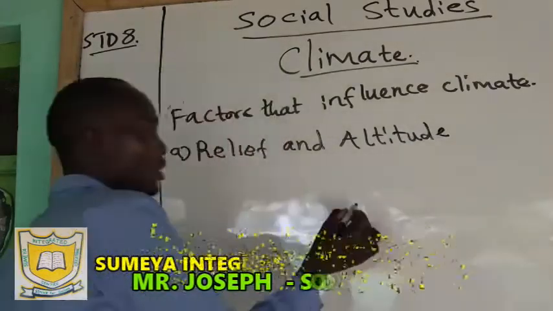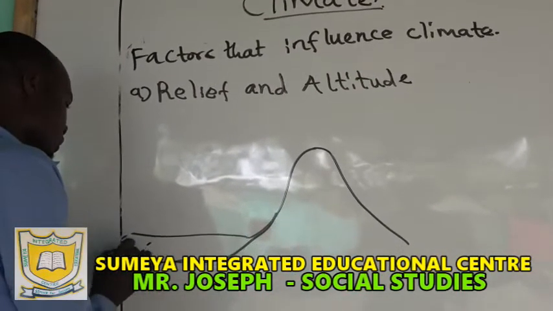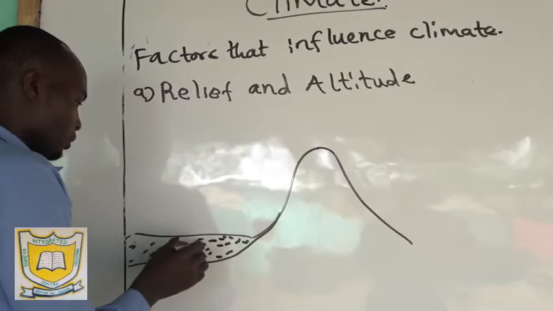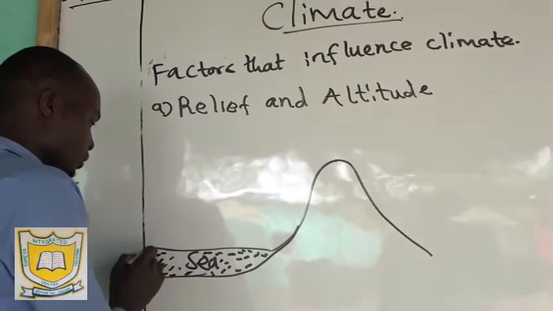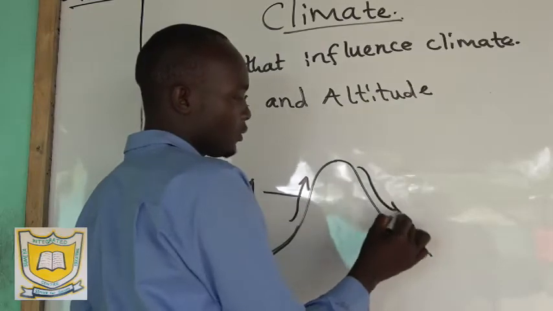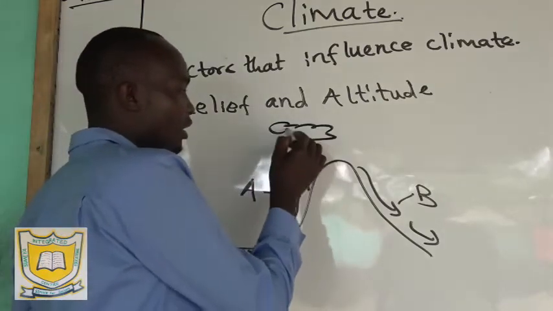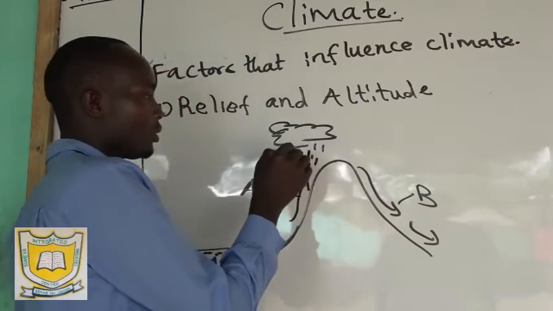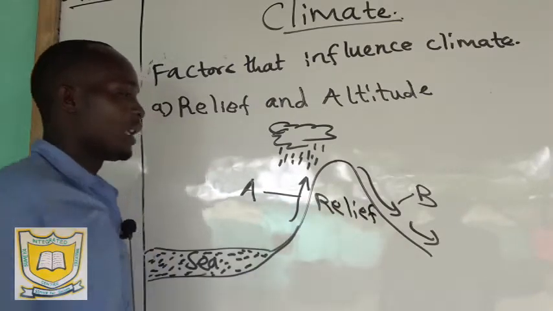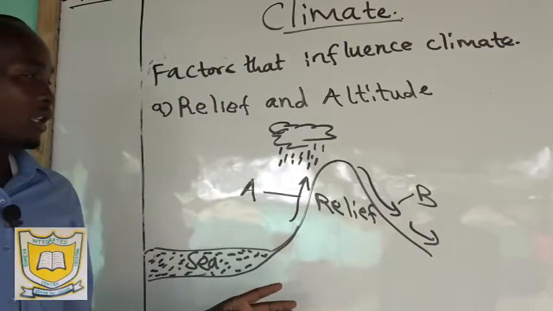I will explain this. There is something like this. This is sea. So this is a relief mountain or a relief feature. So relief, this is what we call relief. Relief is the rising and falling of the land. When the land rises, it forms a mountain, and when it falls, it forms a valley. So this is what we call relief. So we are looking at the landscape.